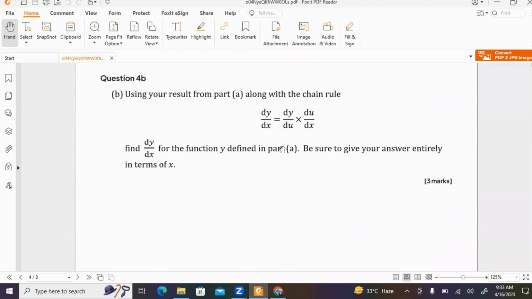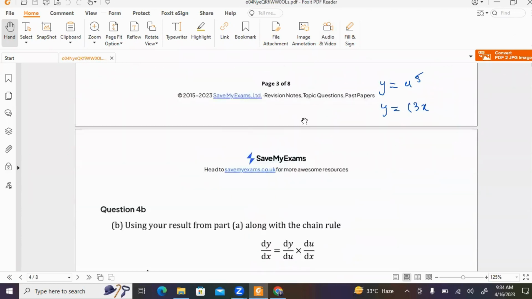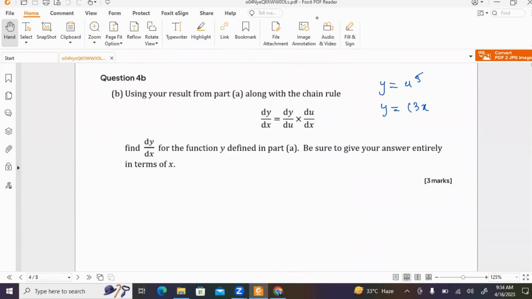Then if you look at part B, it's saying use the result from part A along with the chain rule. So y equals u to the power of 5 and u equals 3x plus 11. For the chain rule, we'll differentiate both the equations separately and then find our result. So we have to find dy by du, and we have to find du by dx.